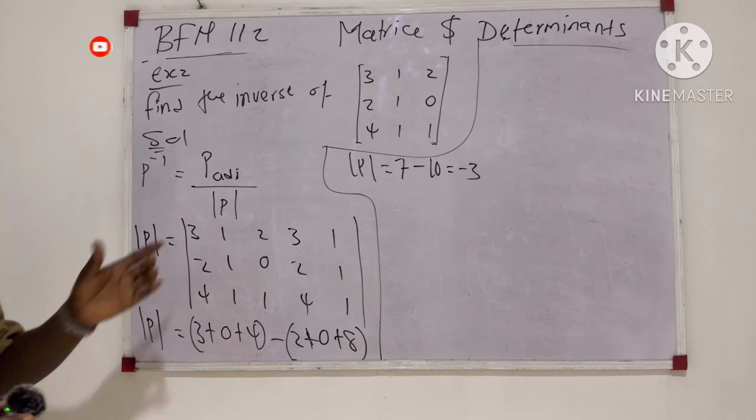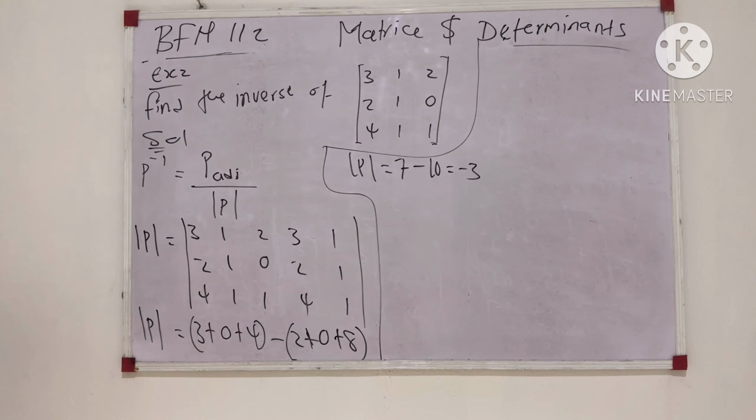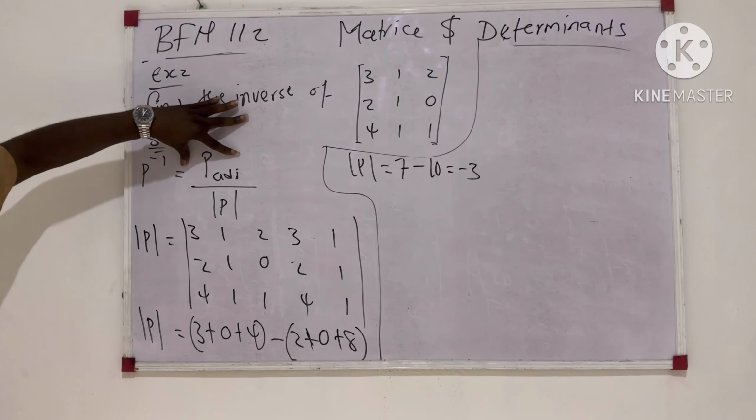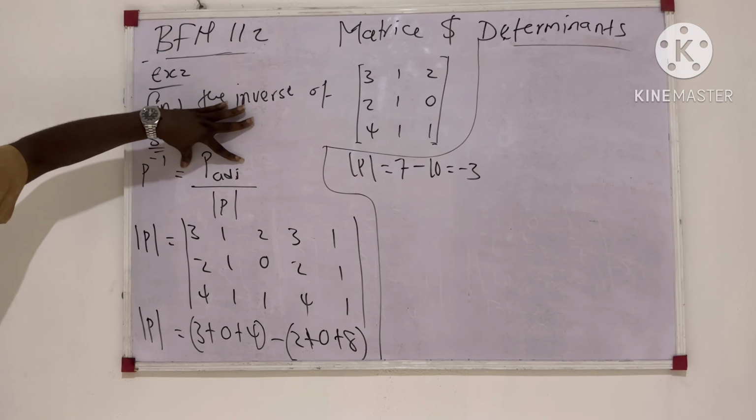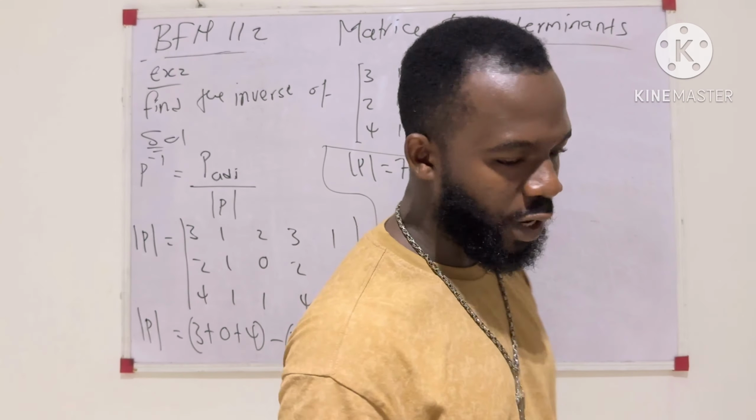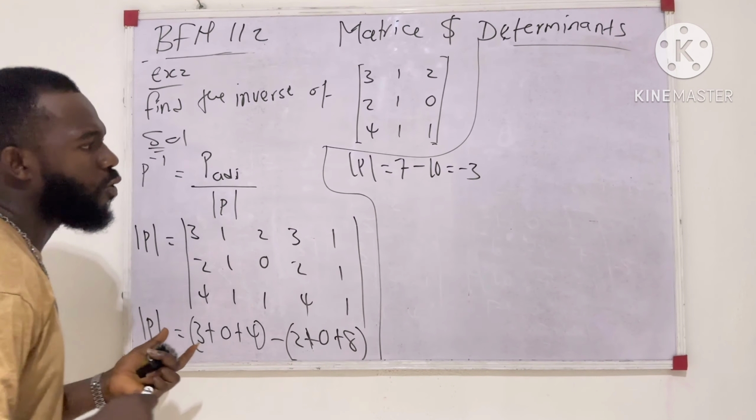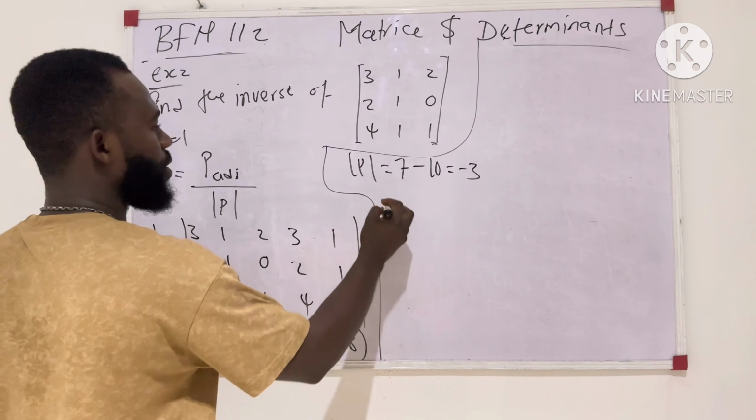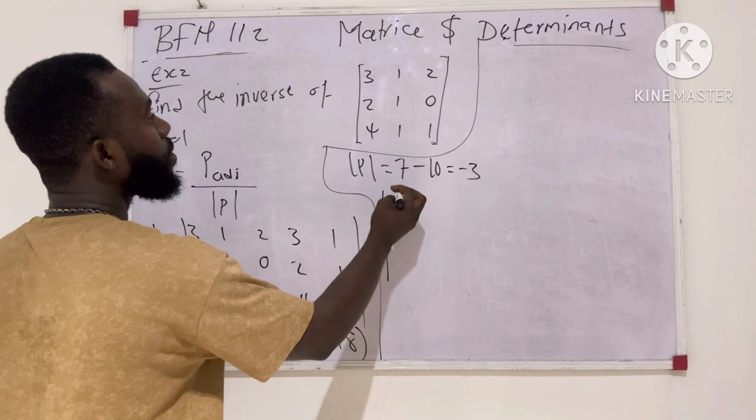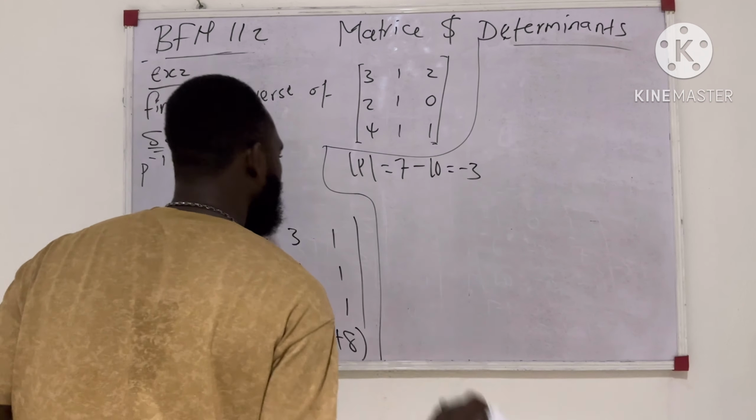So now that we've gotten the determinant, what are we going to look for now? Let's get the cofactor, which after getting, we'll transpose it to get our P adjoint. Don't forget we said before that to get the cofactor, we have to first of all get our minors. So how do we get our minors? Bringing back the original question, even without rewriting, let's just pick it out from here.